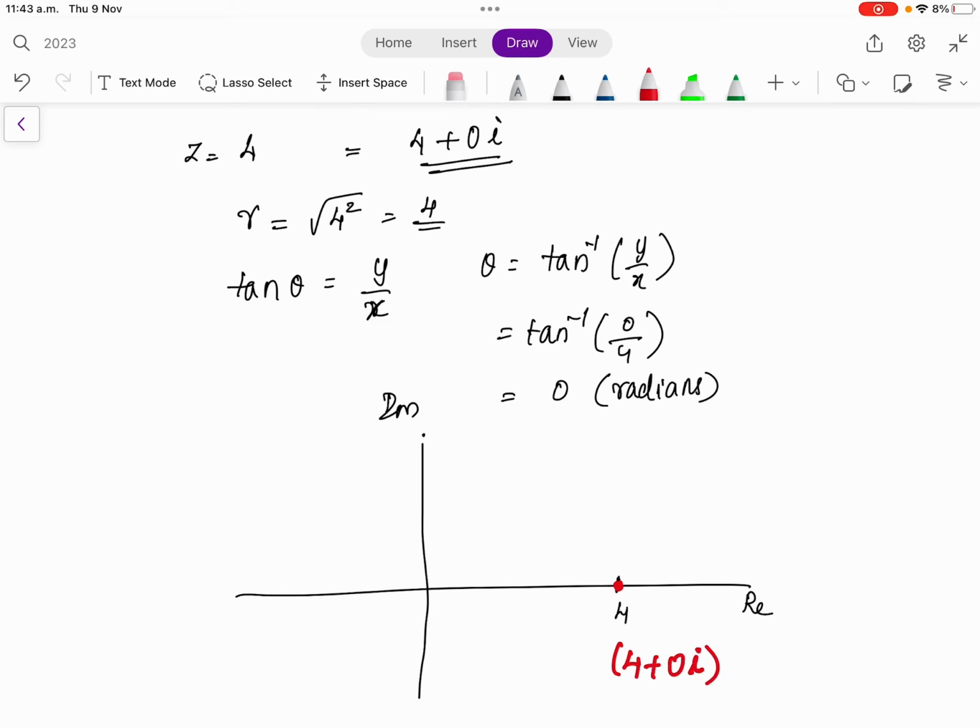Let me just note down the number like this, so that I can mention the argument. So modulus is equal to 4, r is equal to 4. Okay, now let's work with a little more different ones.